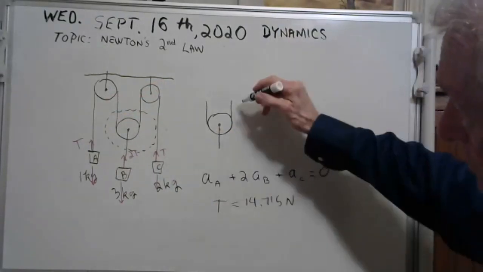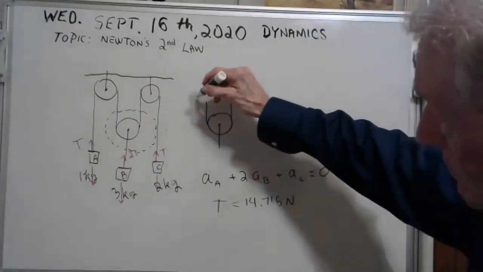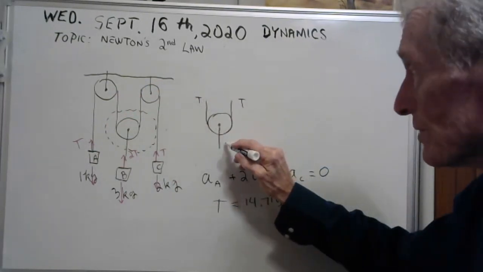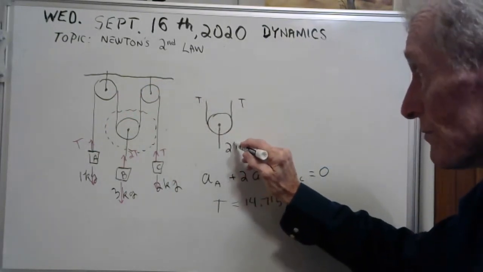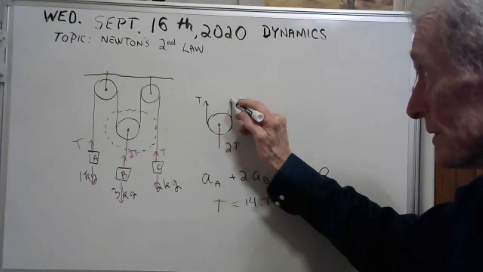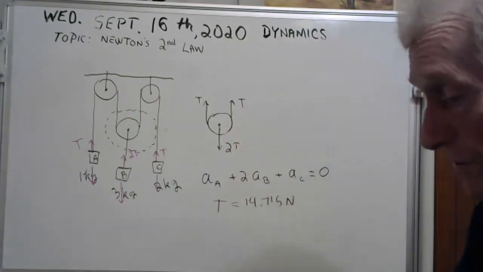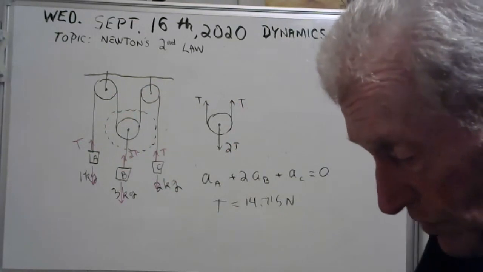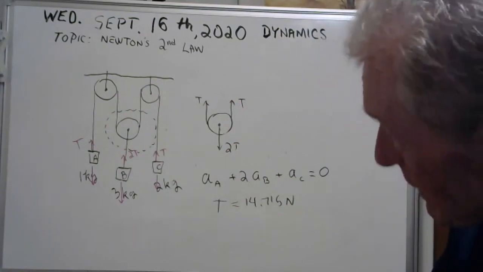And see, you've got tension going up, tension going up. And I've been telling you guys that means that you have to have two tensions going down. See, if these are going up, that has to be two tensions. Well, that may seem obvious to you, but here's the reason why.